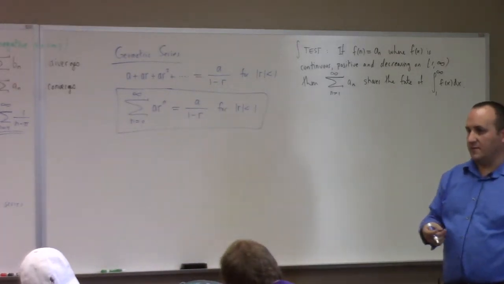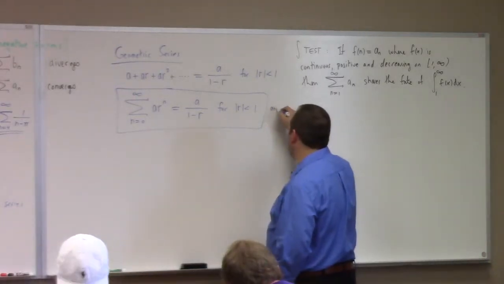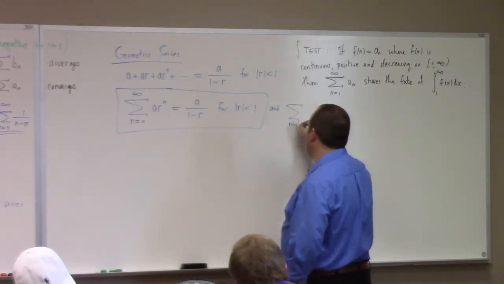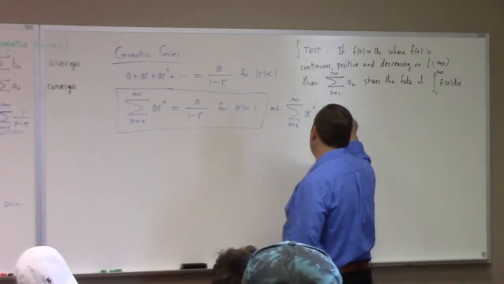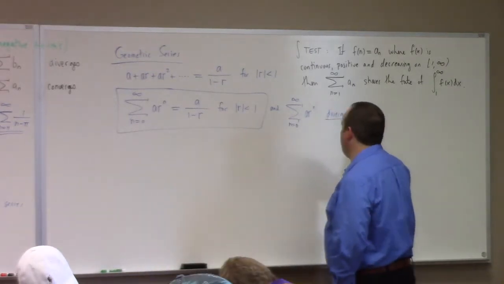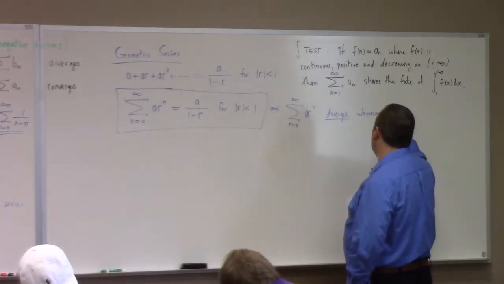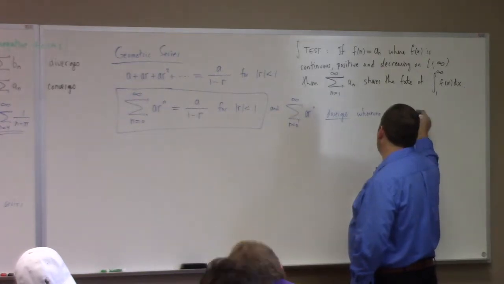By the way, there's more you can say. This series, n equals 0 to infinity, a r to the n, diverges whenever you have a radius which is greater than or equal to 1.